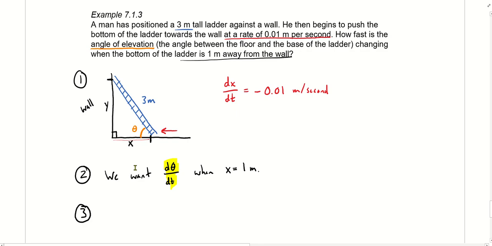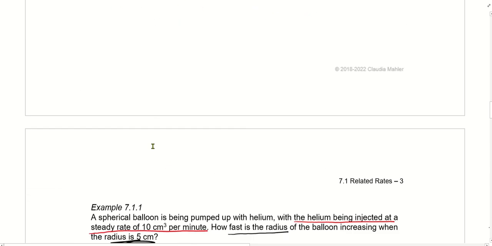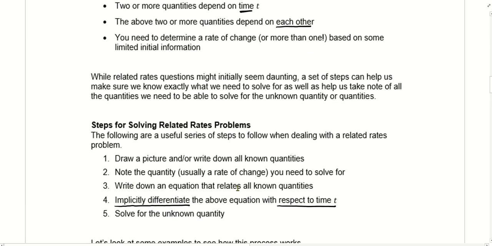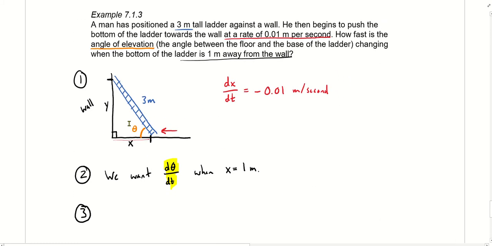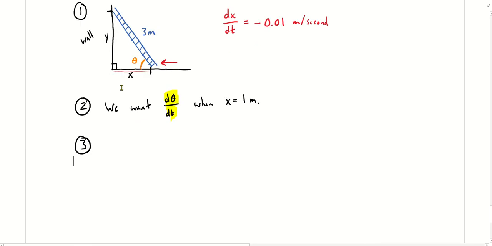All right, so step 3. Step 3 is where we relate these quantities with some sort of an equation. Sometimes when we have a construction like this where it looks like we're dealing with a triangle, the Pythagorean theorem is the way to go because that relates all those side lengths, right? a² + b² = c². Maybe c is our 3 meters here, and x and y are our a and b. But none of that really relates to our angle.